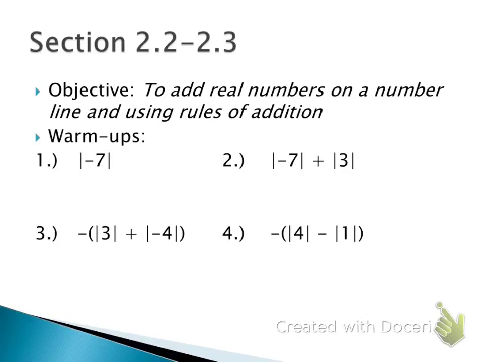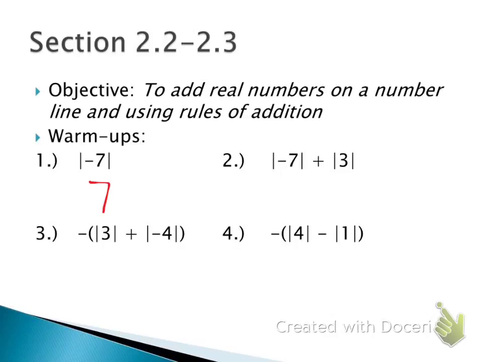On the warm-ups, number 1, those bars mean that we are taking the absolute value of -7. Carl, what is it? 7. Absolute value is distance from 0, so -7 is 7 units away from 0.